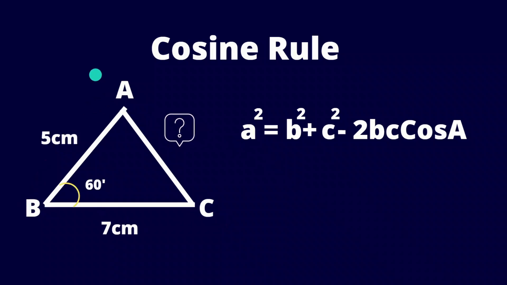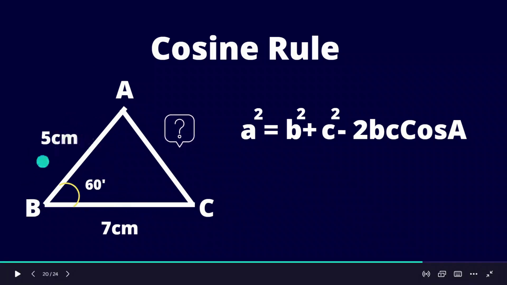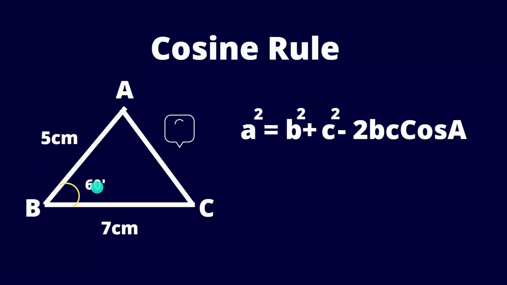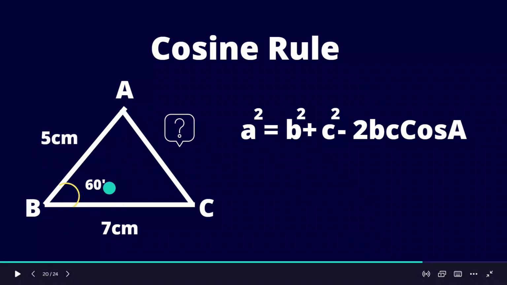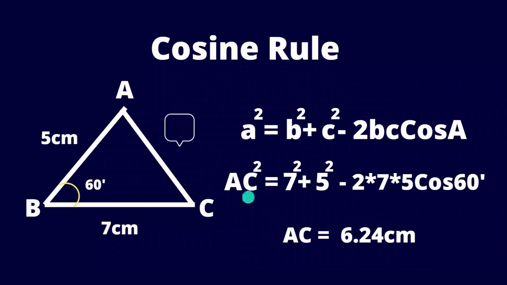You have a triangle ABC with two sides, AB and BC, and an angle in between. By the way, this angle, since it's given between two sides whose measurement is known, is called the included angle. Whenever you see an included angle, it should strike you that you should use cosine rule. So let's use the rule here.